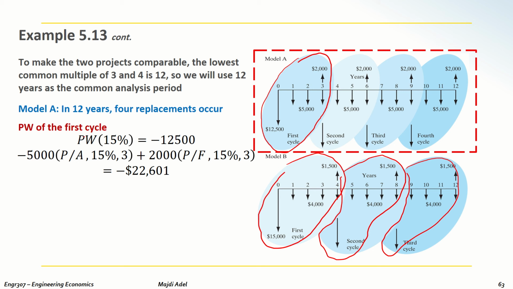The present value of project A for one cycle is -$12,500 -$5,000 (P/A, 15%, 3 years) + $2,000 (P/F, 15%, 3 years). Okay, the answer is -$22,601. So this is the present value of project A.